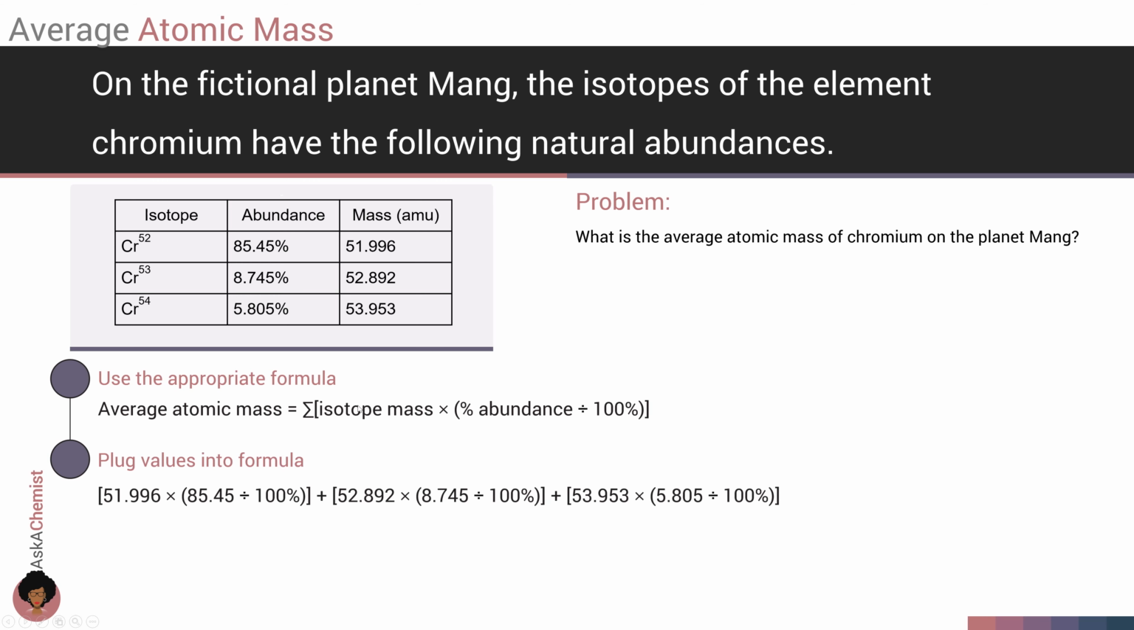We have our isotope masses, that's been given, and we have our percent abundances, that's also been given. Once we solve, we should get a final answer of 52.19 AMU. Remember that AMU stands for atomic mass units. Lastly, do not forget to use the proper significant figures. In this problem, we should have 4 significant figures because that's the smallest amount of sig figs that we have in our formula.